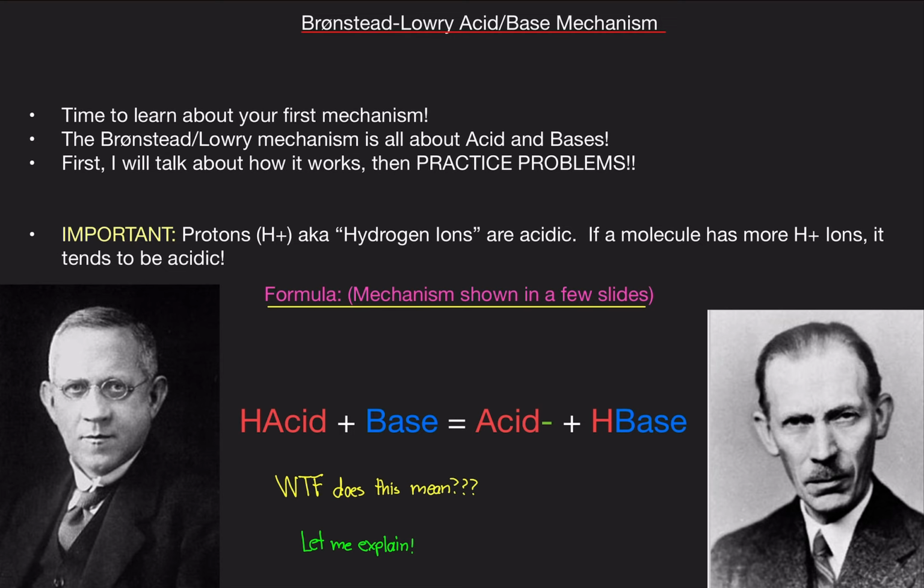So there were two guys. One was named Johannes Bronsted. The other was named Thomas Lowry, and they noticed something interesting. One day, they decided to put some acidic molecules and basic molecules into a beaker. And when they did that, they noticed something interesting. They would react in a certain way, in a very suspicious way.